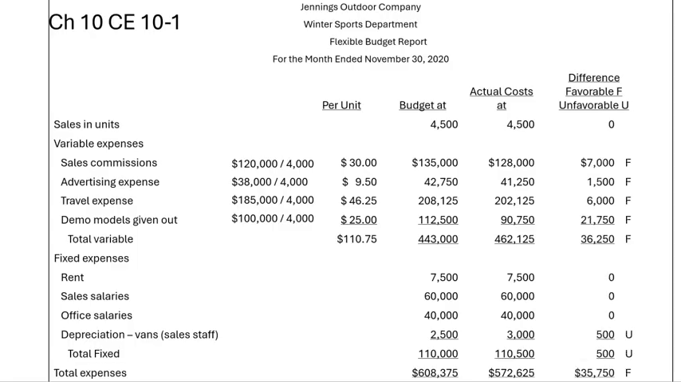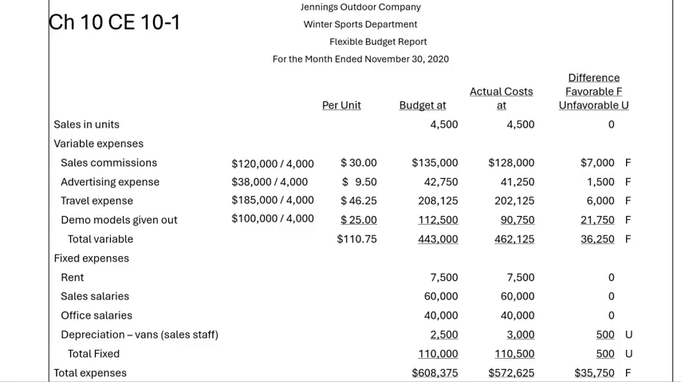So when we do that, we see that all of our variable expenses were actually favorable. So on a same level of activity, in this case unit sales, we actually controlled our variable expenses in each category because they're all favorable when we're at the same level. Fixed expenses, again, the depreciation on the van because we had a new van is the unfavorable amount. So our total expenses are favorable, $35,750.